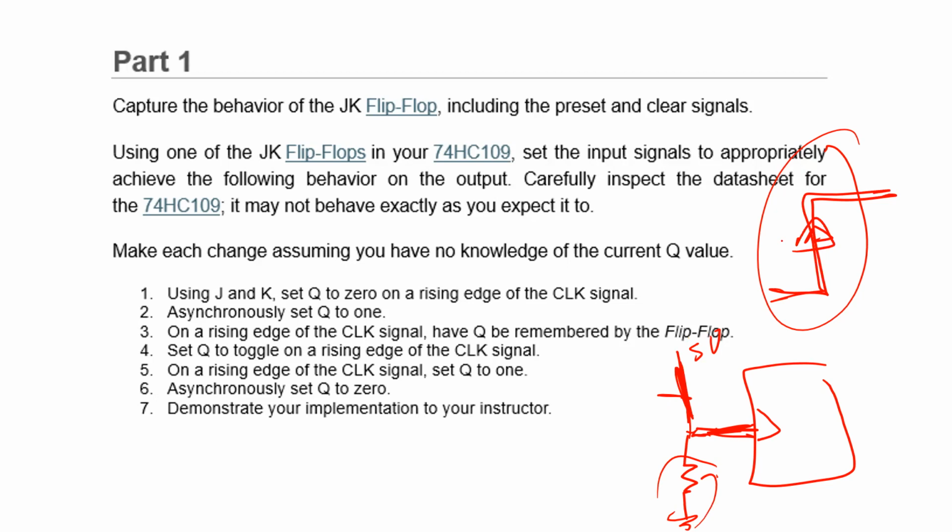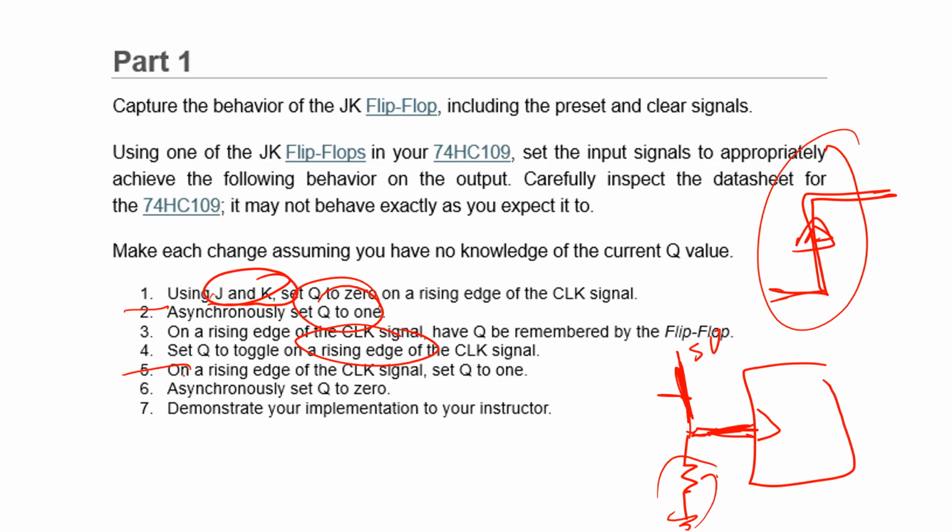Okay. So what you have to do, I think this is the best way to understand this part. You just select what values you have to put for J and K, or for clear or for reset. Once you do that, if you don't need a clock, this is going to happen immediately.